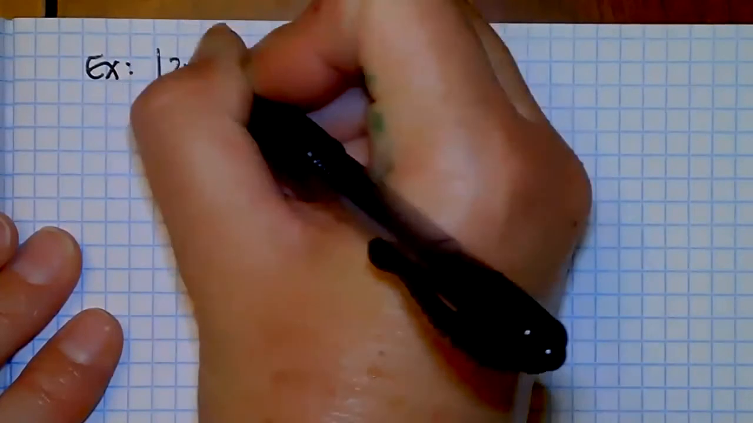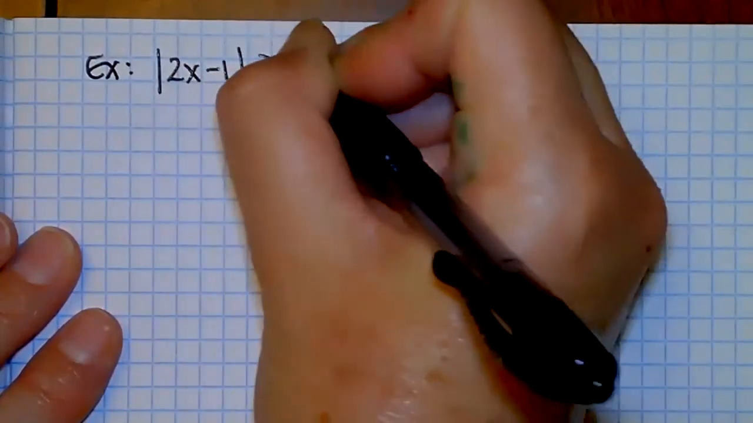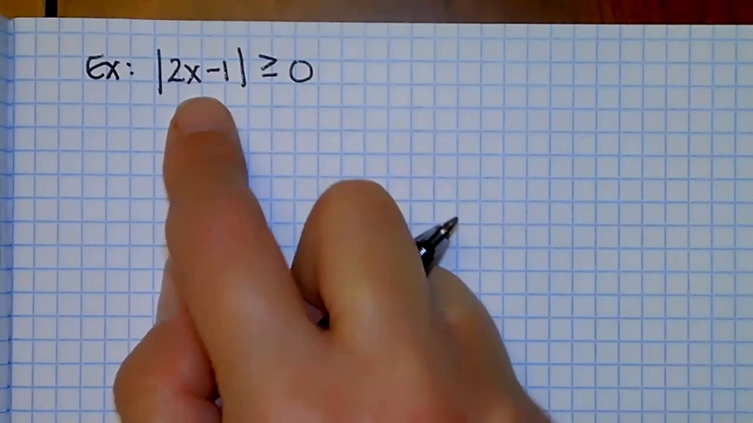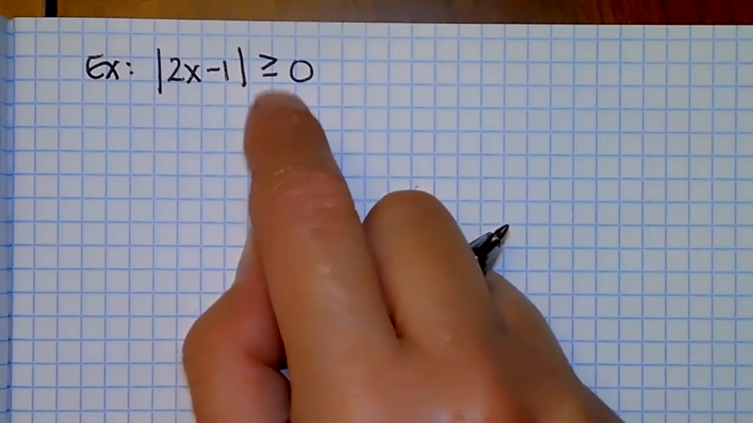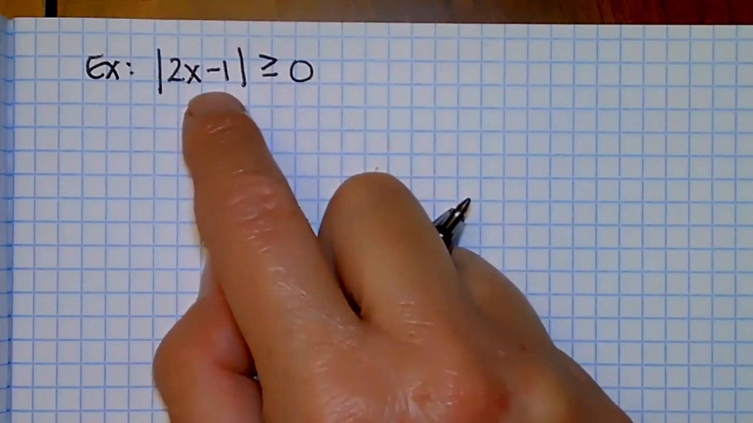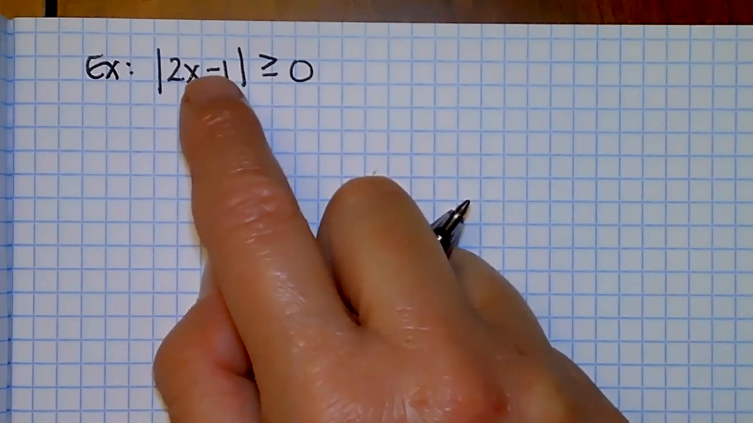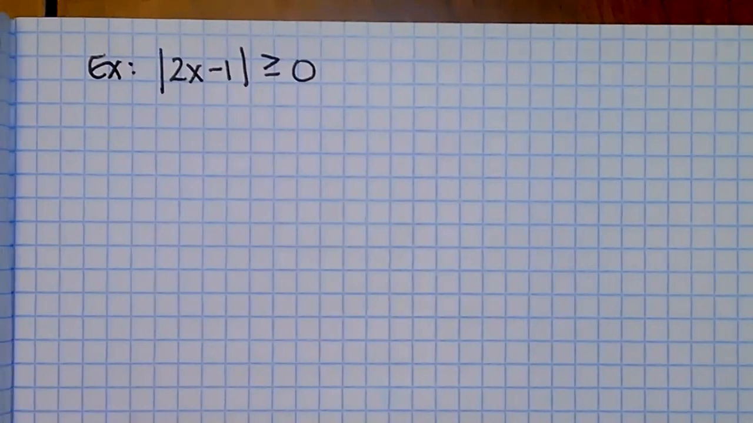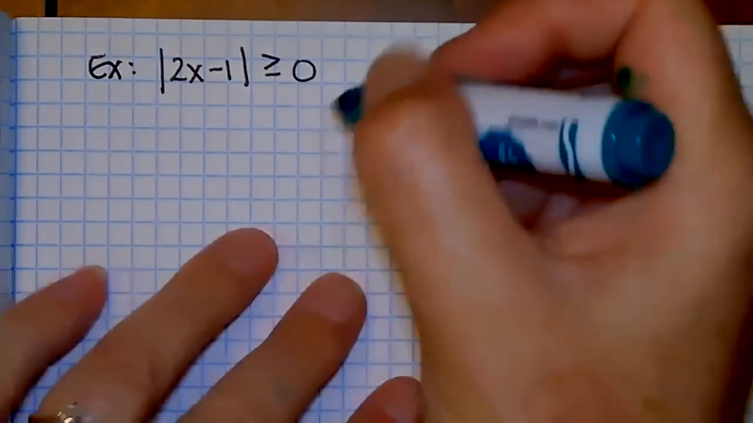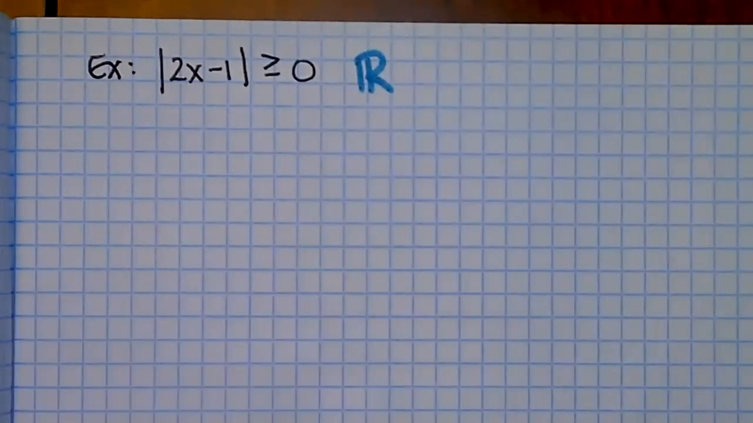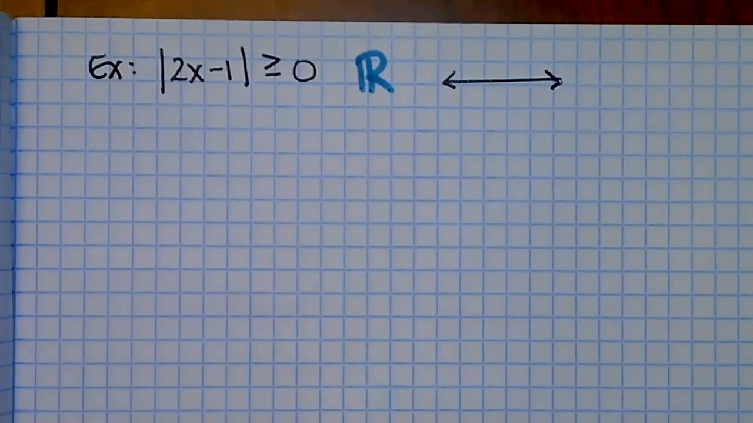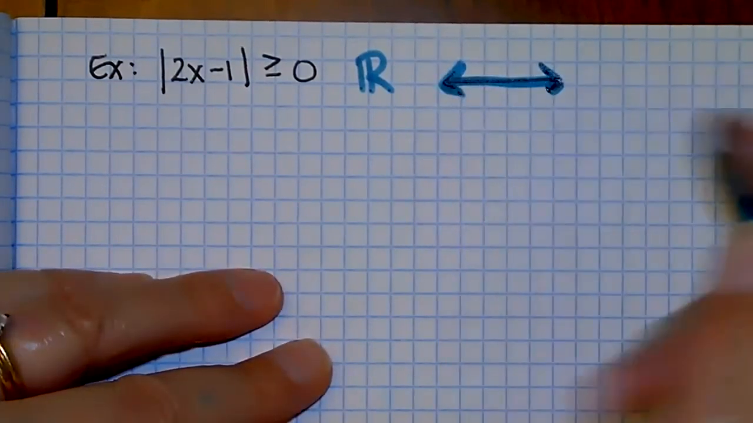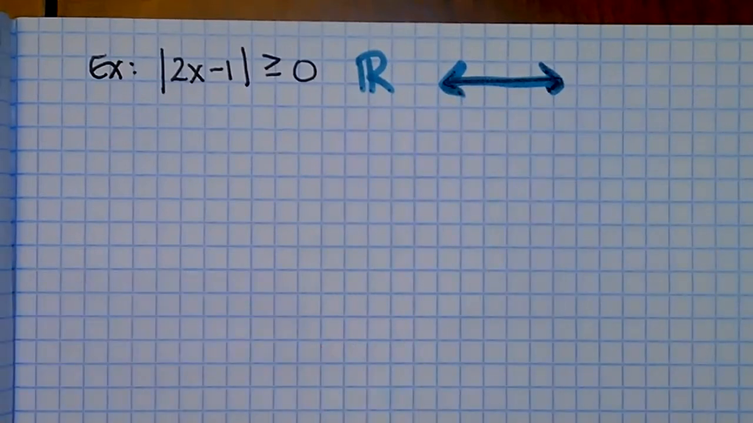If I have absolute value of 2x minus 1 is greater than or equal to 0, I'm just going to keep the absolute value of 2x minus 1 and change what this says. If this is greater than or equal to 0, no matter what number I have here, it's either going to be a positive number or possibly a 0. So this is going to be all real numbers. And I'm going to graph everything. And that's my answer, and that's my graph.